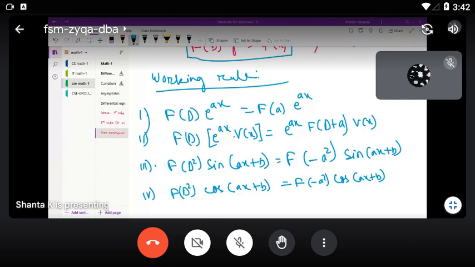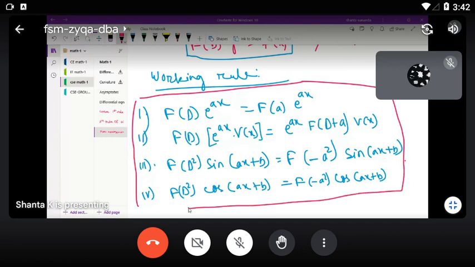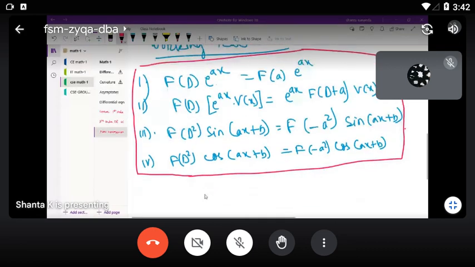So the first one we can do. I'm showing you how to do this one. These working rules, remember, I'm going to give you a few more also, but these are the major ones we are going to use. The proof for the first one only I will do.